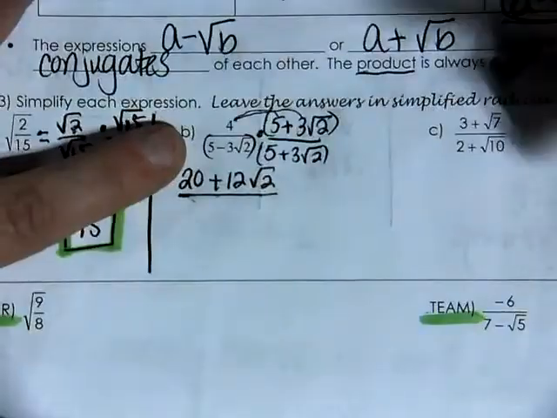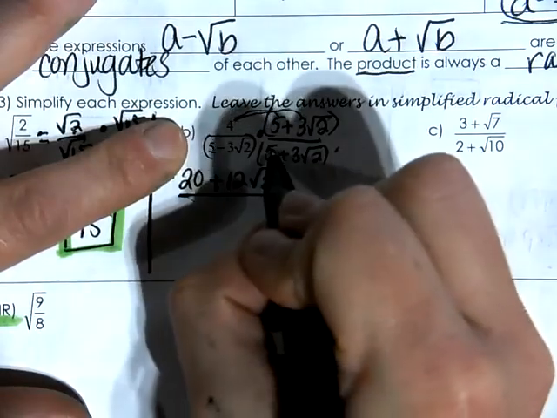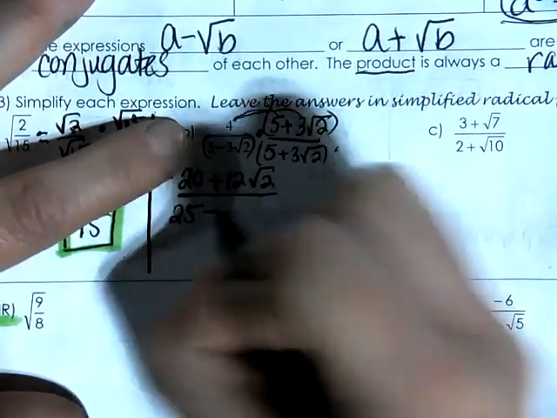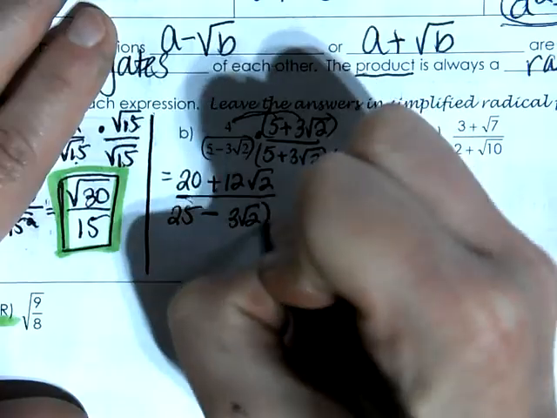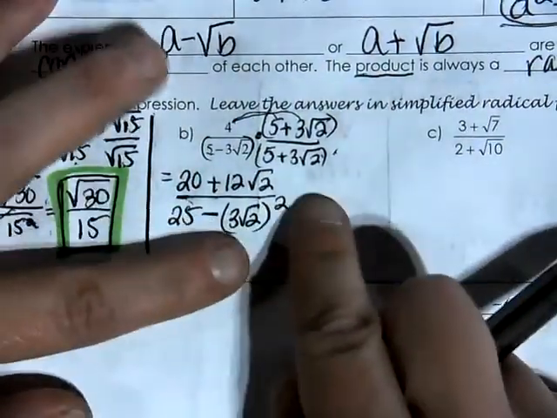Down below, I would recommend that you use the difference of two squares. It's your first term times your first term, which is 25, minus your last term times your last term, which is 3 times the square root of 2 squared. So it's your first term squared minus your last term squared. This is a difference of two squares.